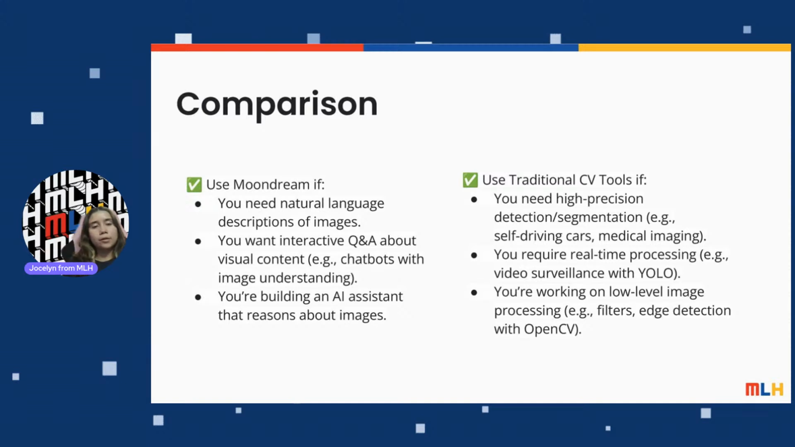So some cases where you might want to use Moondream are if you need natural language descriptions of images, or if you want to interact via an AI assistant that reasons about images. And then you might want to use traditional OpenCV tools or YOLO models if you need high precision, or if you actually need real-time processing or video surveillance, for example with YOLO, or if you're working with low-level image processing, for example filters, or to segment the image or identify different types of layers that are on your image and so on.